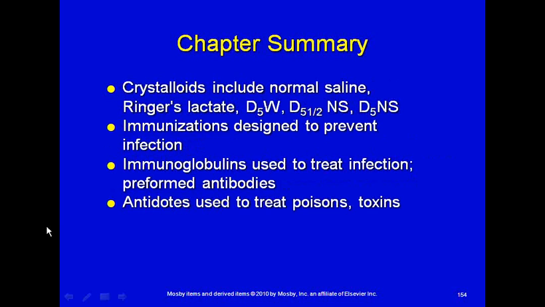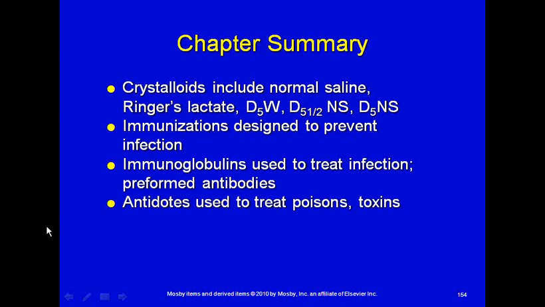Crystalloids include your IV fluids that you're going to see in the field: normal saline, lactated Ringer's, D5W, D5 half normal, D5 normal saline, etc. Immunizations are designed to prevent infections, and the best way to not become infected with viruses and diseases is to keep up on your immunizations. Immunoglobulins are used to treat infections as well. When administered, they perform like antibodies.